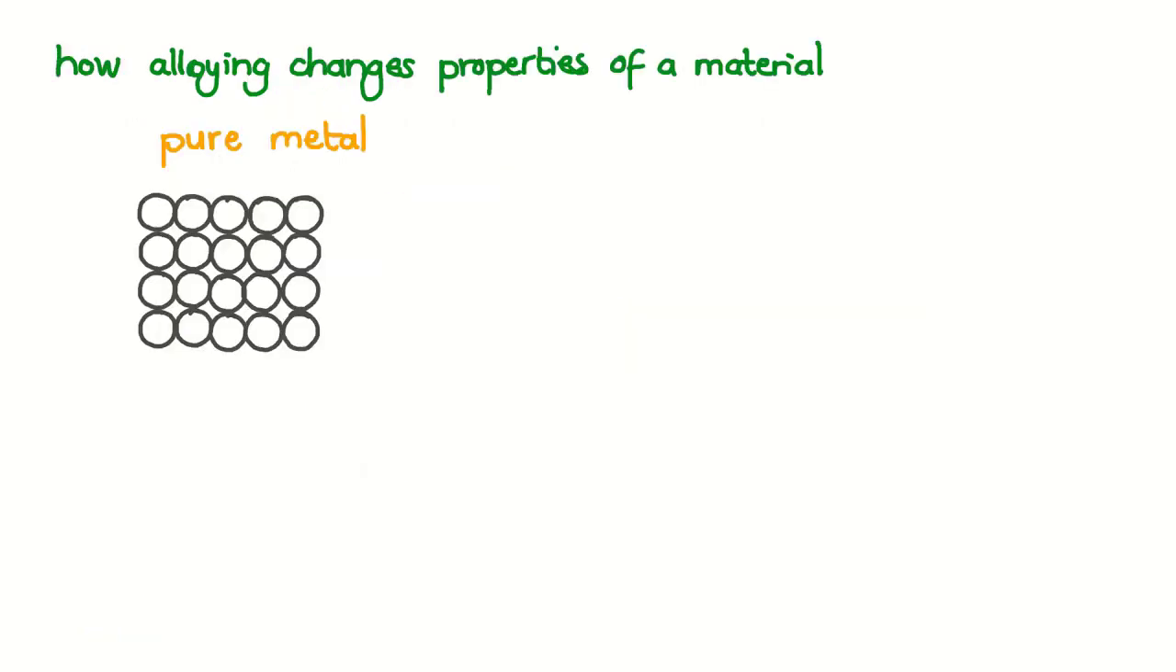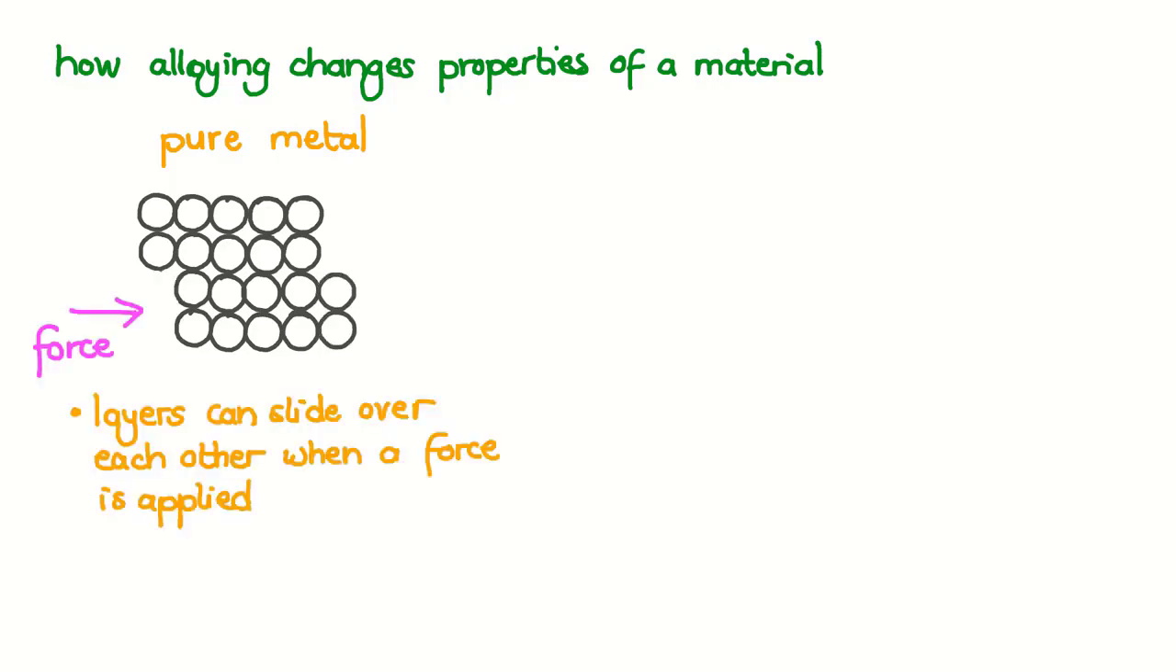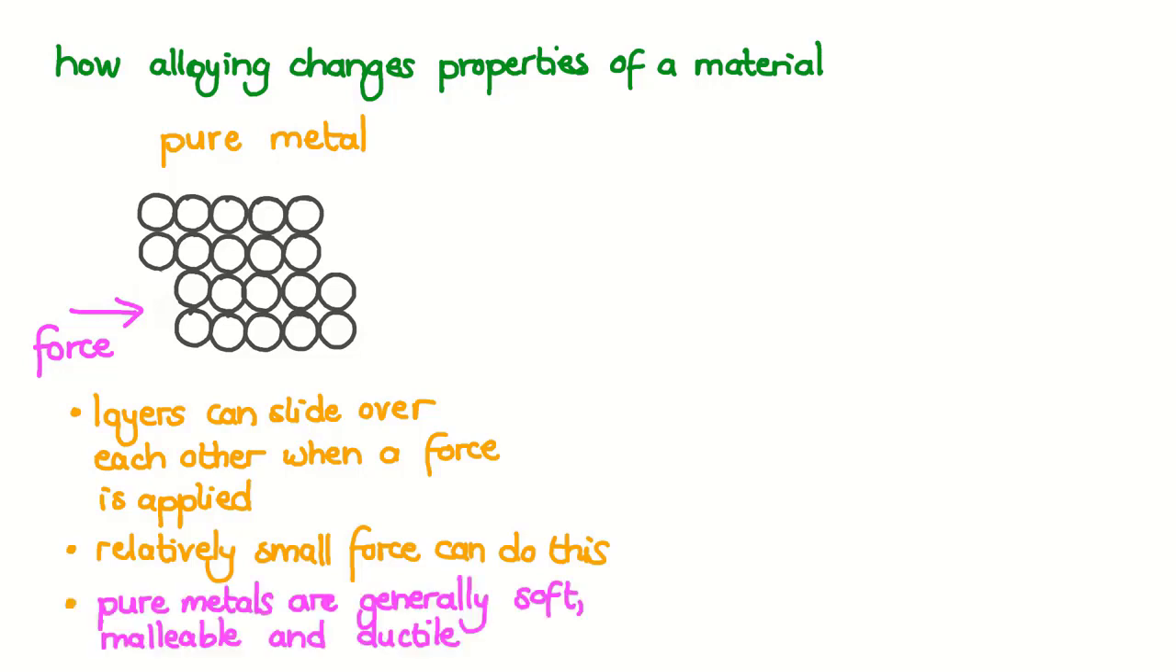In solid pure metal, the atoms are arranged in layers and rows, bonded by metallic bonds. The layers can slide over each other when a force is applied. Only a relatively small force is needed to do this in a pure metal. That is why pure metals are generally soft and rather malleable and ductile.